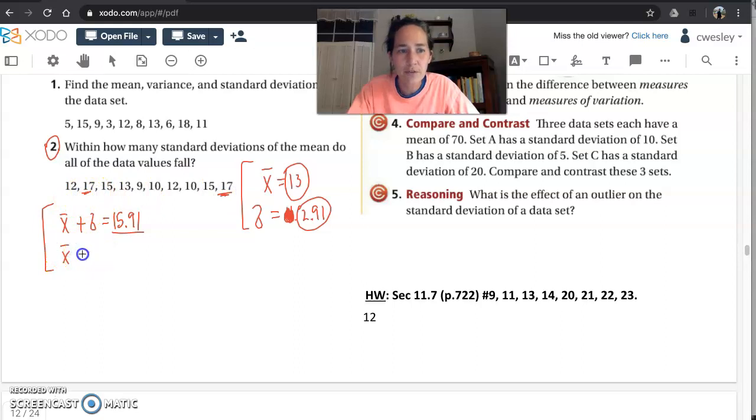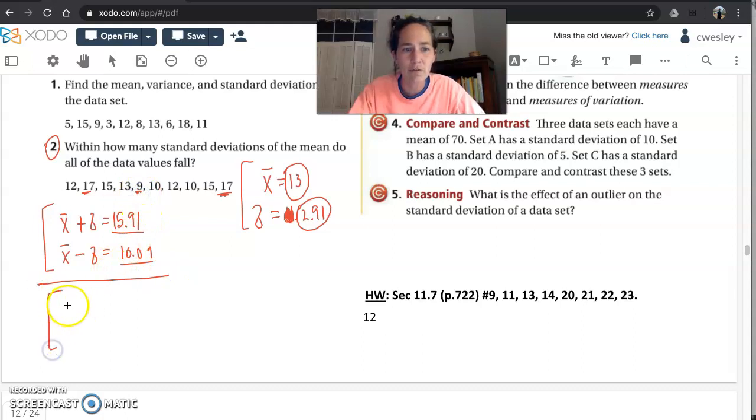Do we meet it in the low way? X minus sigma. So 13 minus 2.91 gives you 10.09. And actually, that's also not going to encompass all the values. 9 falls below that value. So let's go out one more.